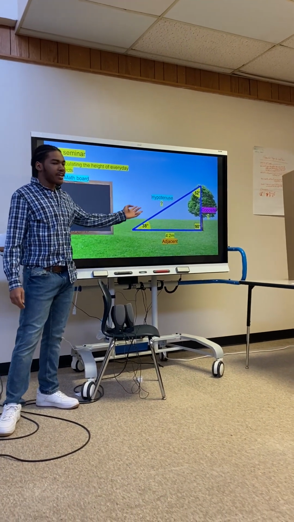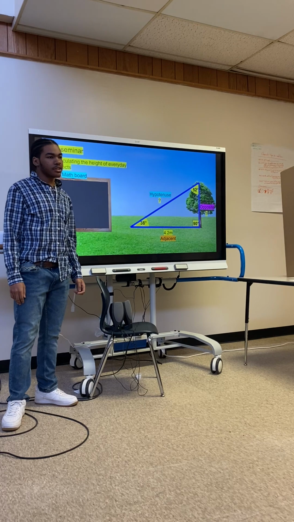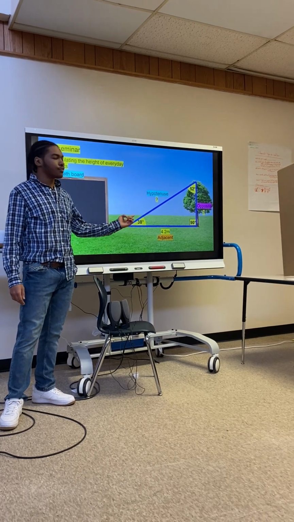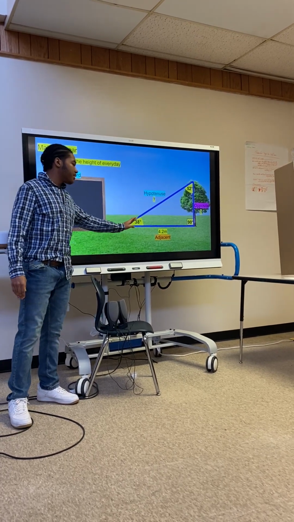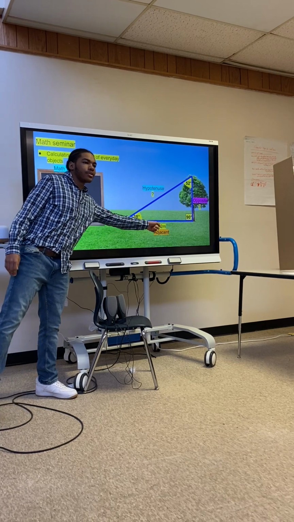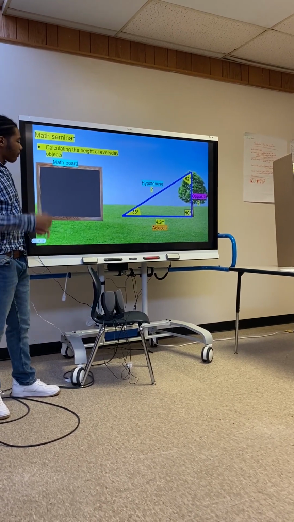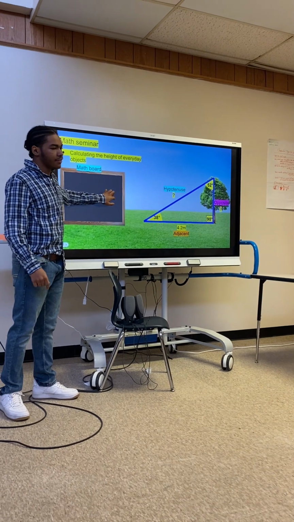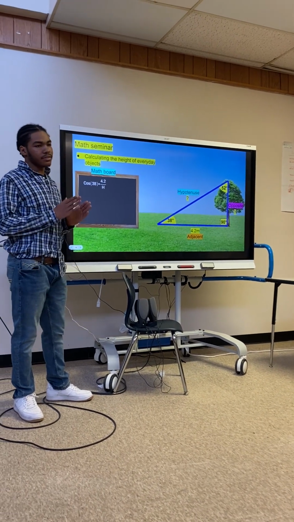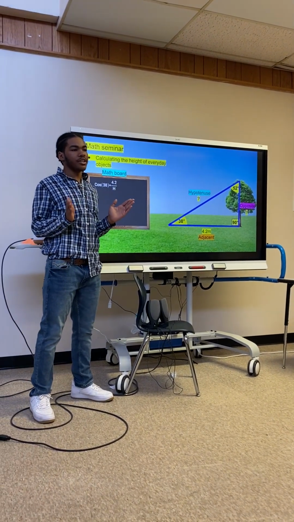So here we have our right triangle. In this situation, we're trying to find out the height of this tree using this angle and how far away from the tree we are. So to start off, we're gonna have to figure out what triangle ratio we're dealing with.